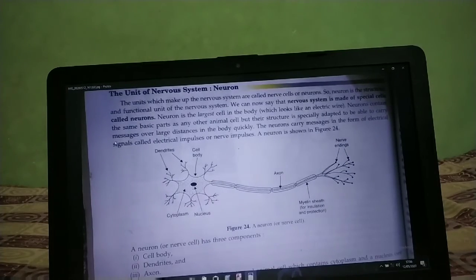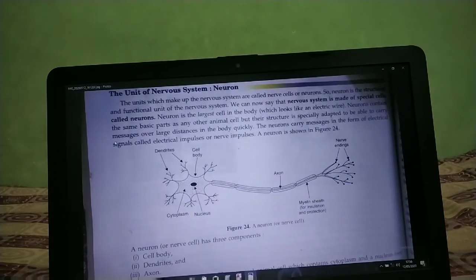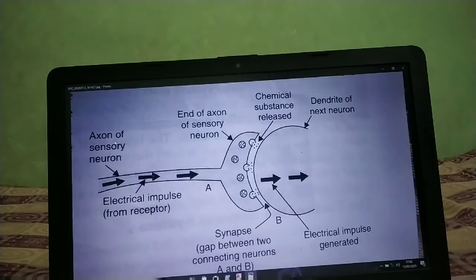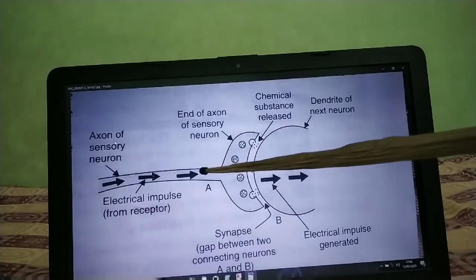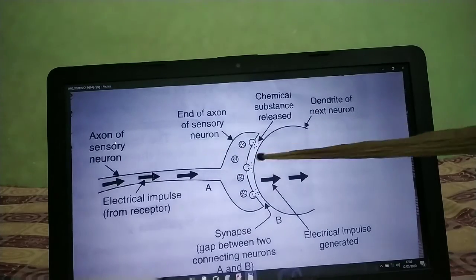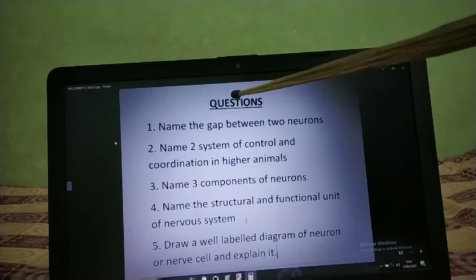Okay children, now you go through all this diagram and paragraph, and also see how the message is transmitted from one neuron to the next neuron. After that you will answer these questions.